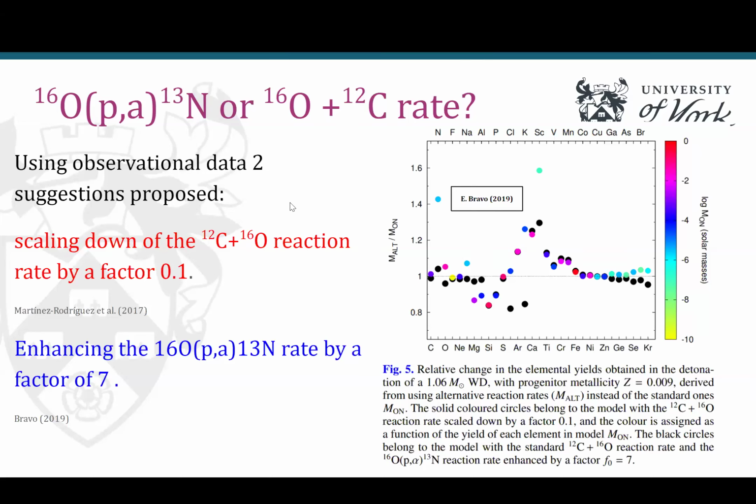The first suggestion was in 2017, by reducing the rate of oxygen-16 with carbon by a factor of 0.1. The other suggestion is increasing the oxygen-16 proton alpha reaction by a factor of 7. Both of these suggestions were made using the observational data. And here we are examining the possibility of increasing the reaction of oxygen-16 by a factor of 7.